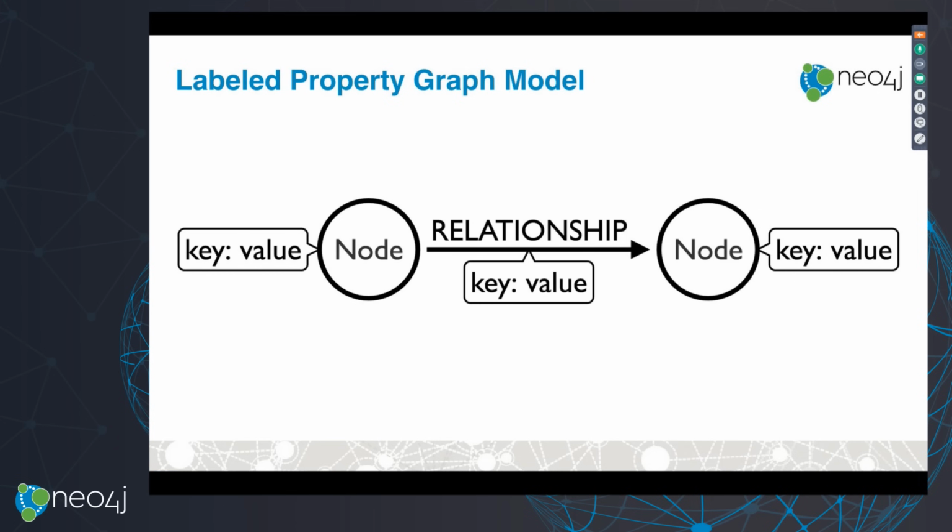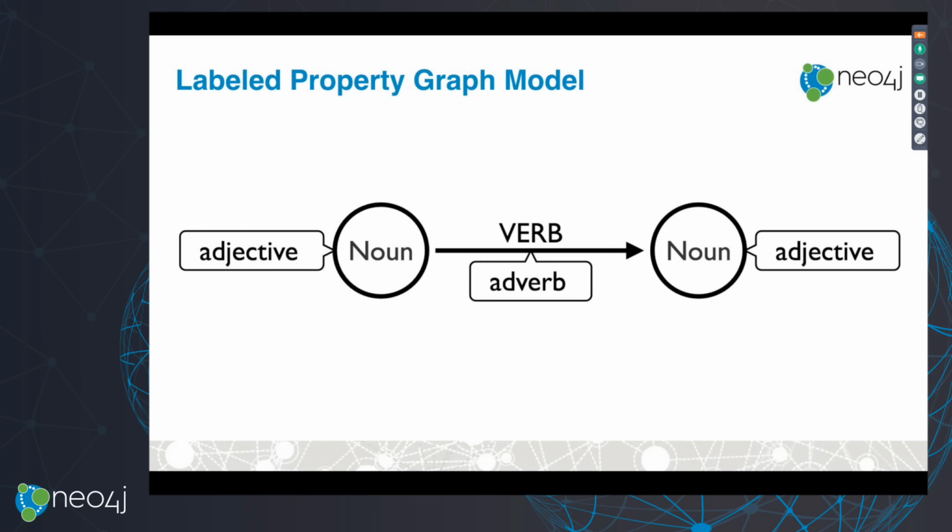but we can store an arbitrary number of key value pair properties on both the nodes and relationships. If you wanted to map these to language terminology, I find that helps sometimes. You can think of nodes as the nouns, relationships as the verbs, and then our properties would be adjectives that describe the nouns or adverbs that describe our relationships.